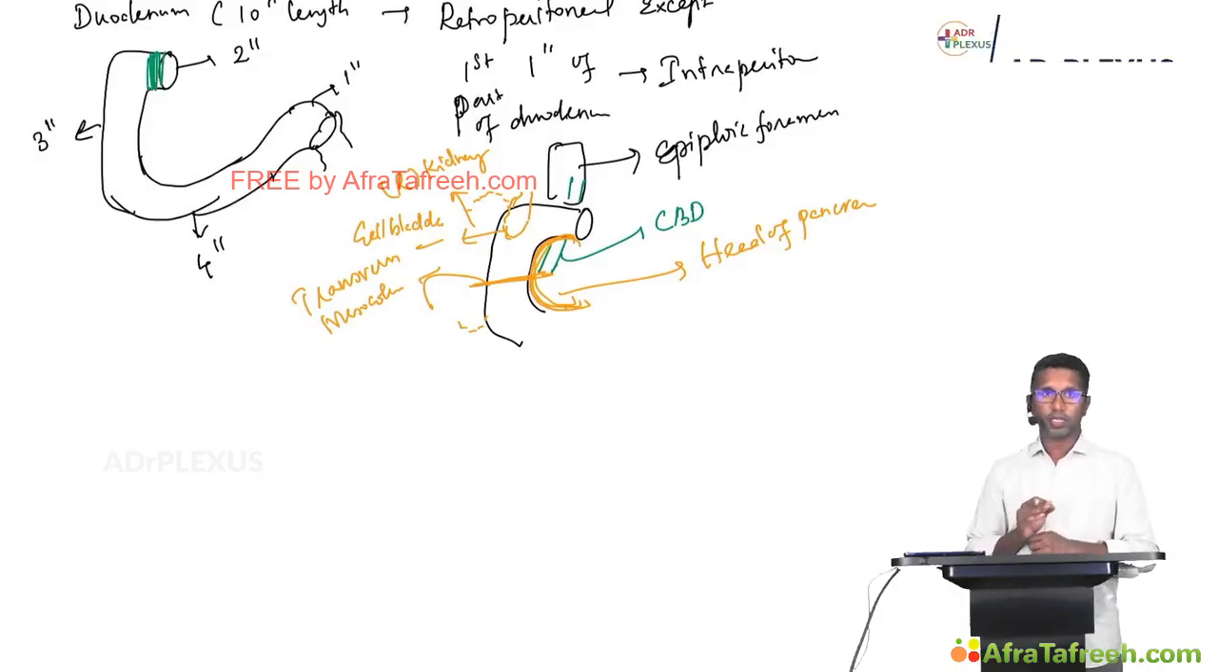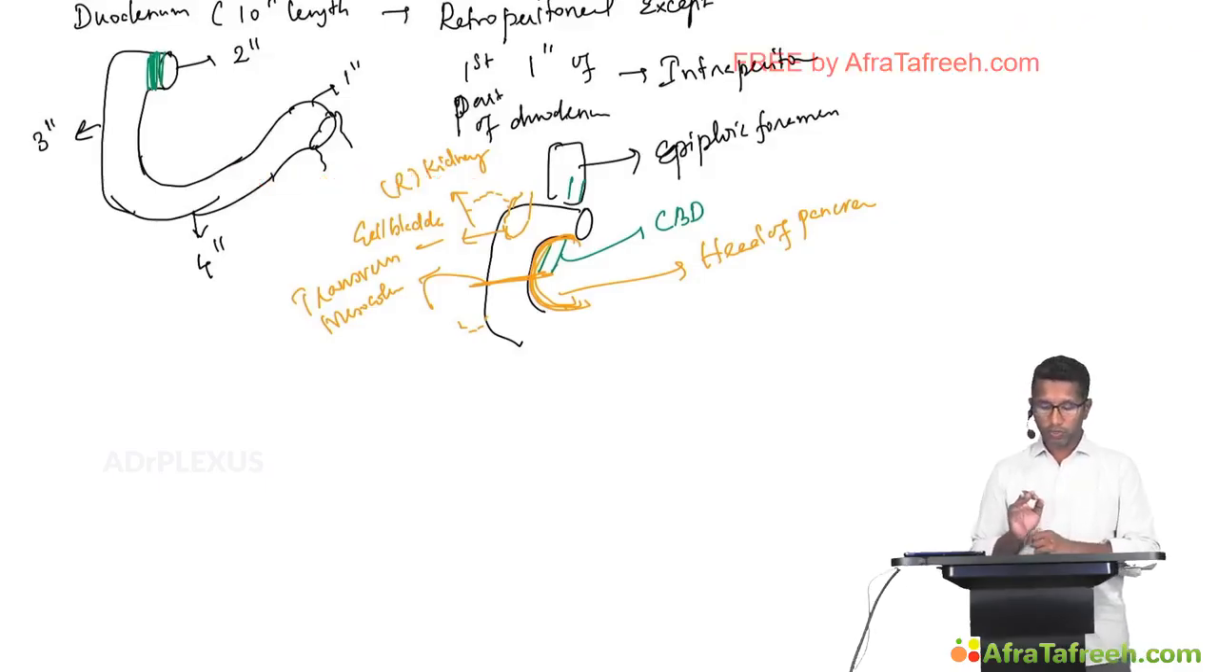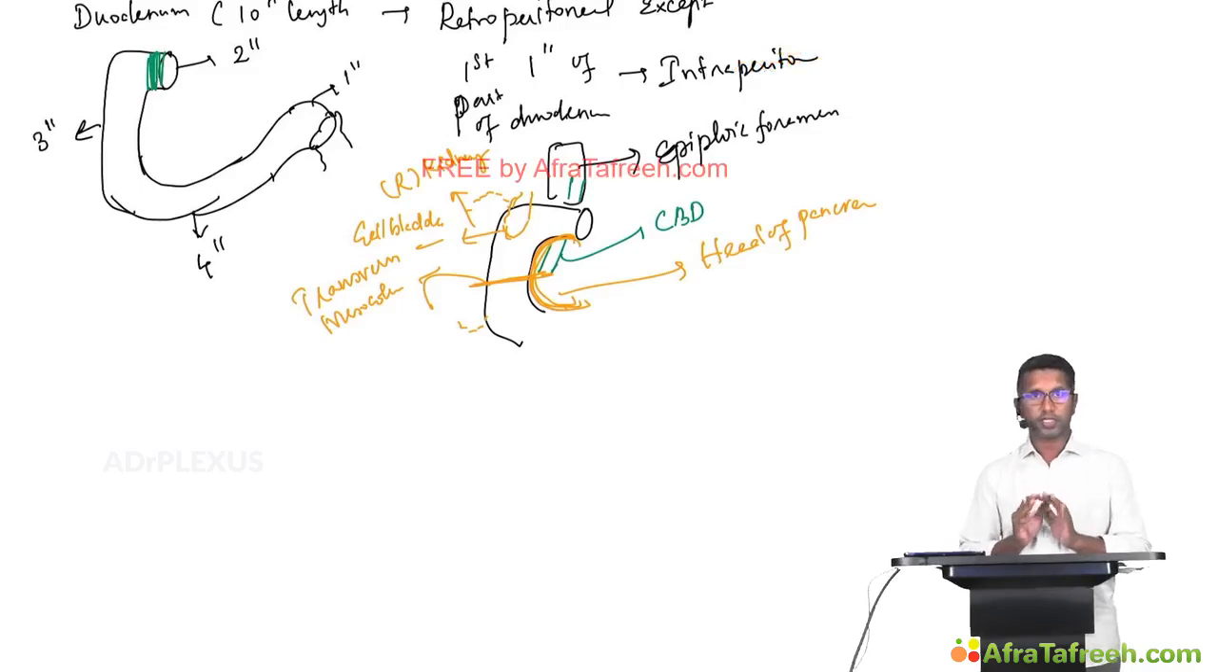Only one important relationship to be noted here is the relationship of the duodenum and the epiploic foramen. The epiploic foramen is situated above the first part of the duodenum. So you should not forget this relationship. Other relationships are not that important. Just have an idea that there are certain structures around the duodenum, okay.